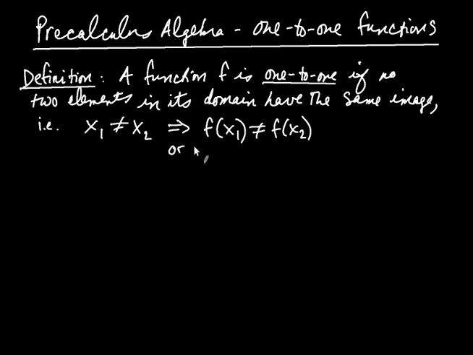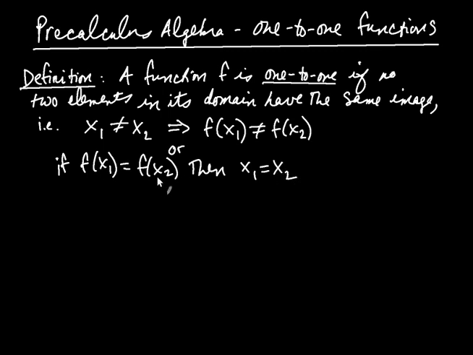If the images are the same, so if you have a situation where f at x1 is equal to f at x2, what does that imply about x1 and x2? Then x1 must be equal to x2. That is, the only way two images are the same is if the underlying elements in the domain were the same. Okay, and it's this latter equivalent definition that we usually use to determine whether a function is one-to-one.